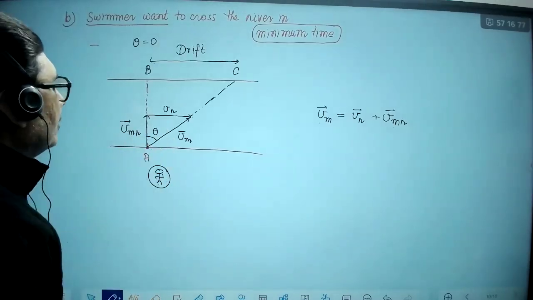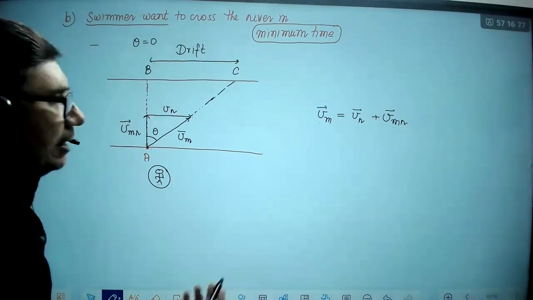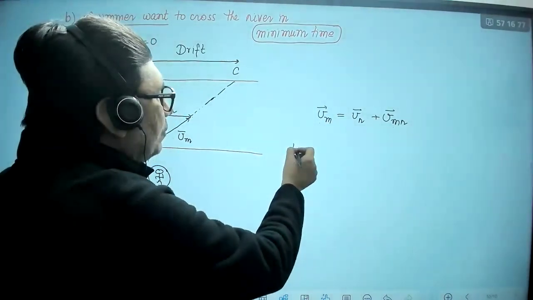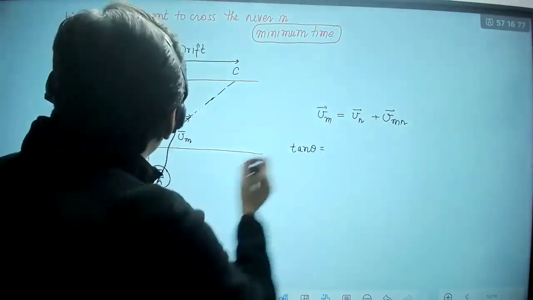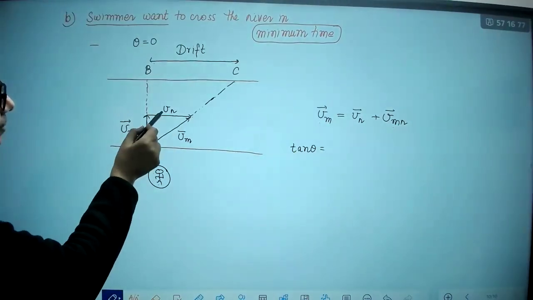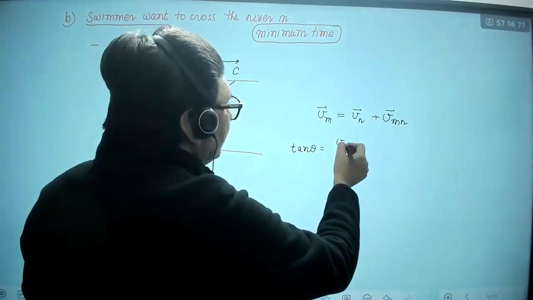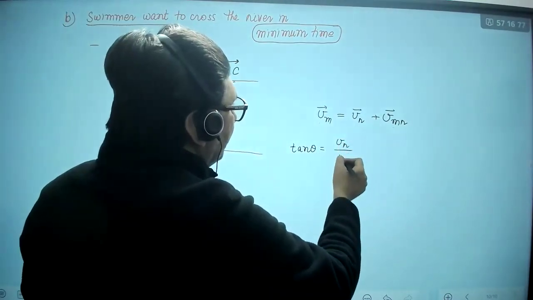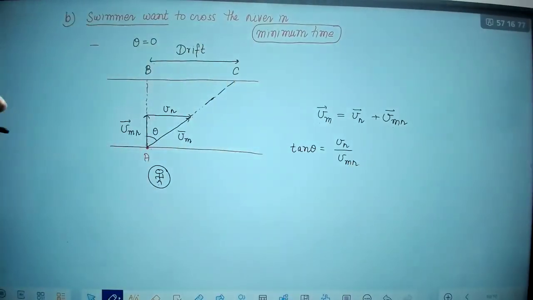First, what will be this theta? Any theta, any angle, whatever is needed for you. Suppose I start with tan theta. So what will be tan theta here? Look here. Tan theta will be VR upon VMR. Suppose VR is not given.